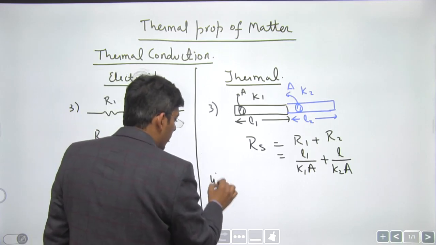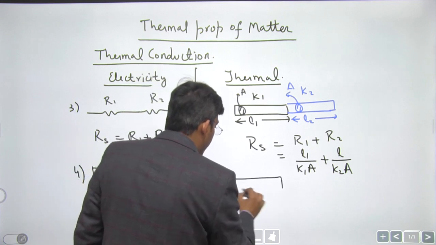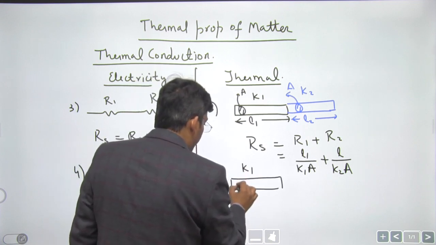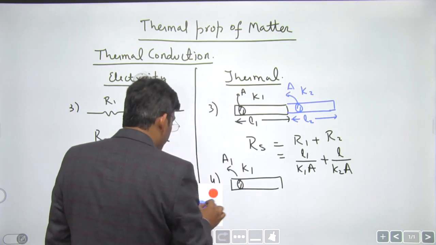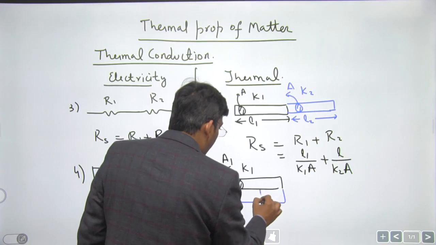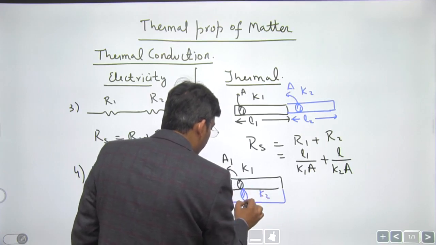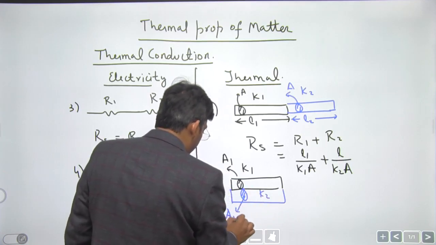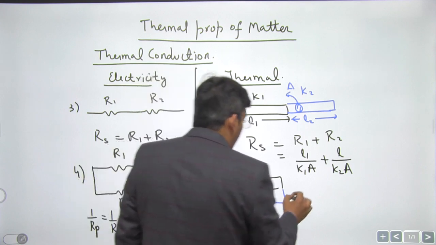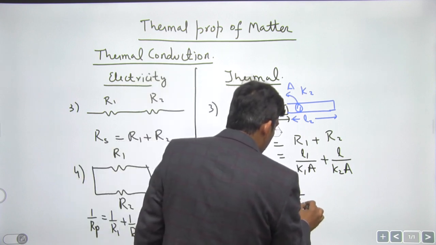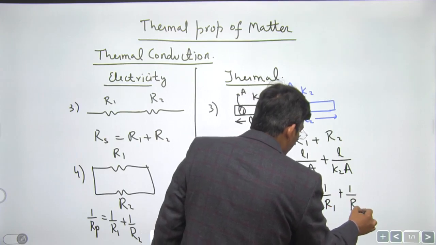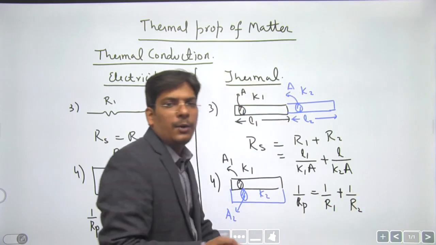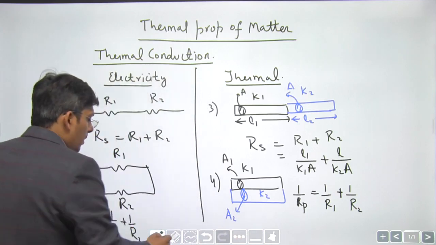Similarly, you have the formula for parallel grouping of conducting slabs. K1, area being say A1, right? You have another slab having conductivity K2, area A2 and length being L, right? So 1 by Rp, for parallel combination you have to use this formula, 1 by R1 plus 1 by R2. You obviously know the value of R1 and R2, dear students, right?